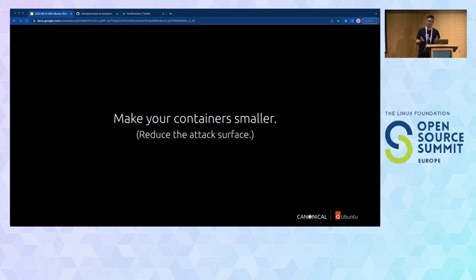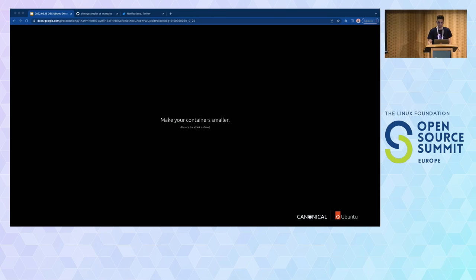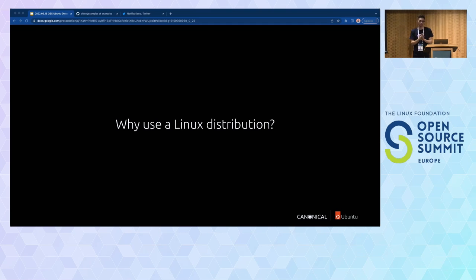And what we actually mean when we say make your container smaller, we say reduce the attack surface. So reduce the things that you're not using in order not to include something that would create dependencies and potential vulnerabilities. It's not saying compress your container. That's pretty useless. So yeah, make your containers smaller. So then there's this other question that I promised I would answer. Why nonetheless use a Linux distribution? And what makes a distro-less container distro-less?